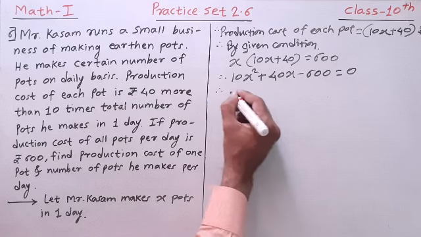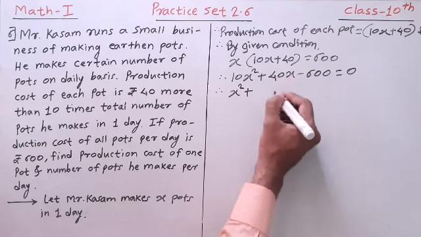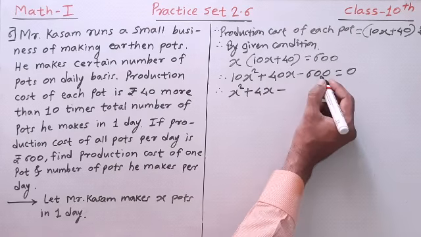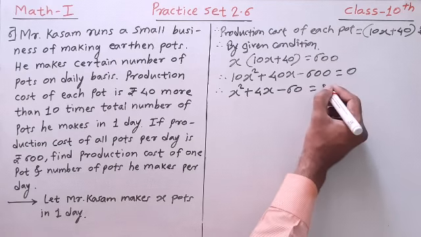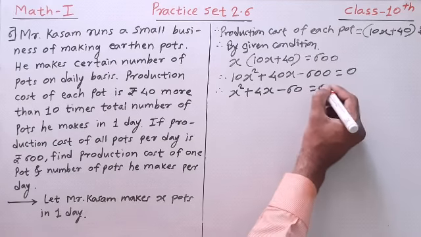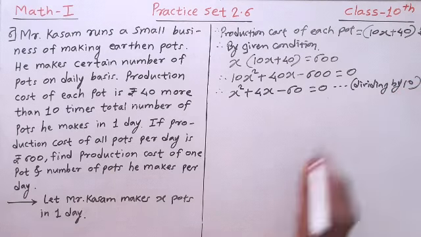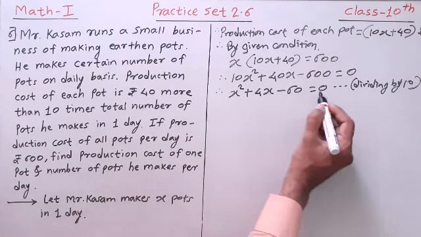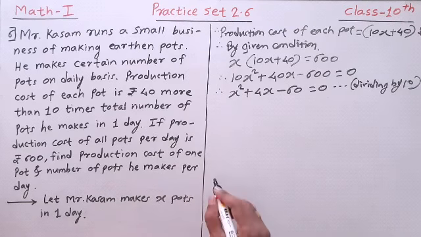If we divide it by 10, we get 10x square upon 10, x square, plus 40 upon 10, 4 into x, minus 600 divided by 10, which is 60. If 0 is divided by 10, it is 0. So this step is obtained by dividing by 10. So write it here. Now we see that we have got the quadratic form. This is the equation in quadratic form.